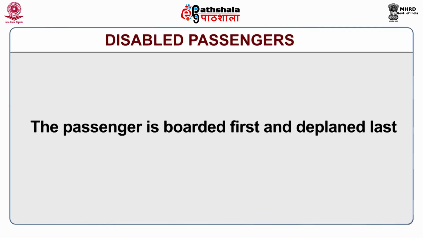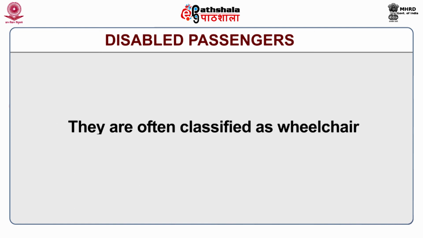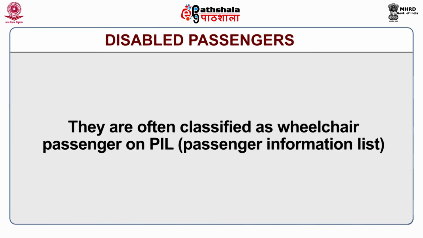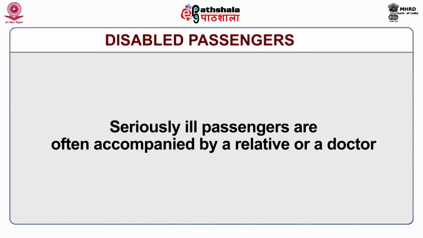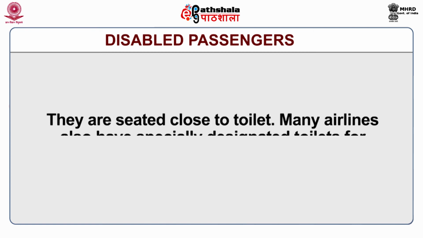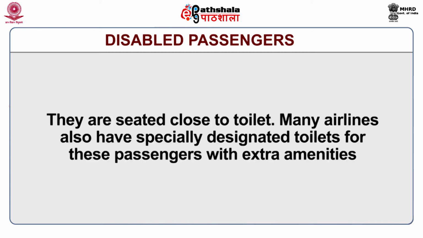The passenger is boarded first and deplaned last. They are often classified as wheelchair passengers on PIL, that is Passenger Information List. Seriously ill passengers are often accompanied by a relative or a doctor during the flight. They are seated close to the toilet. Many airlines also have specially designated toilets for these passengers with extra amenities.